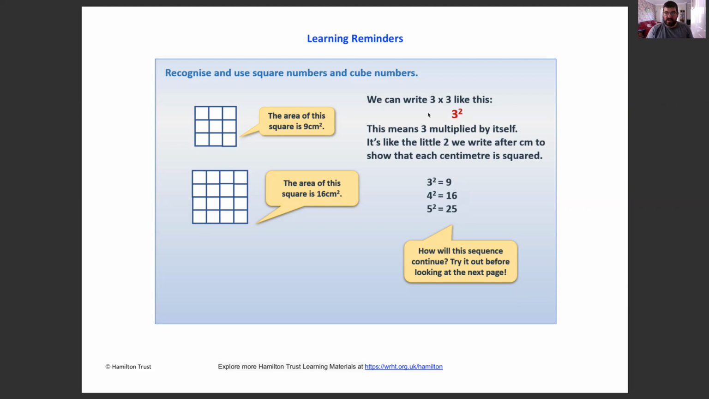We have talked about this in class, but remember, the most common mistake people make is they see the little 2, which is like the one we write after centimeter squared, which tells us it's in squares, and we think, oh, right, 3 squared must be 6. It's not 6. Is it?